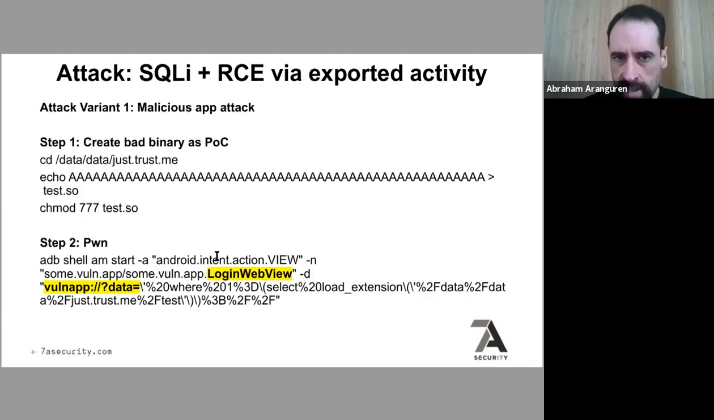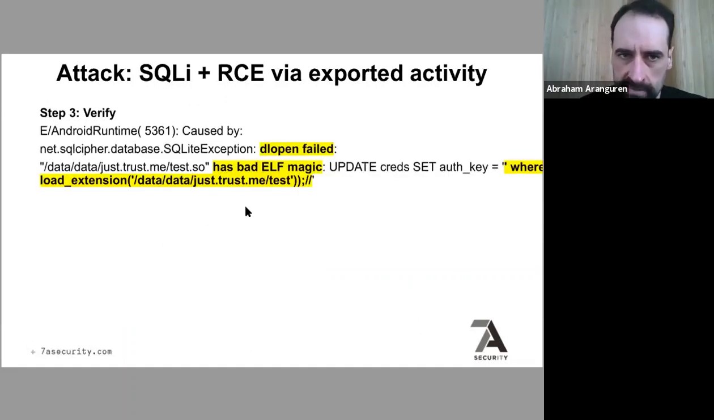So this is like doing ADB shell, so basically sending the intent to the vulnerable application, loading web view, and then we have the vulnerable URL scheme, and then the data, and then you have here the string concatenation. So the single quote to break out of the SQL injection, and then manipulating the SQL query, like where select load extension of data, just trust me, test, and then this is going to load the test.so binary that we have here, which we can confirm in the logcat messages, because we have SQL Cipher database, SQLite exception, dlopen failed, has bad ELF magic, right? So it's trying to open a dynamic library with dlopen, which proves that we have code execution, right?